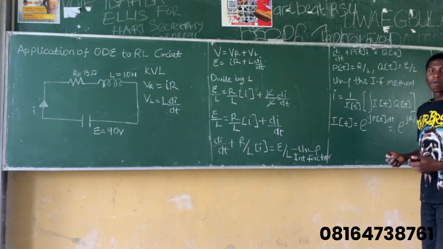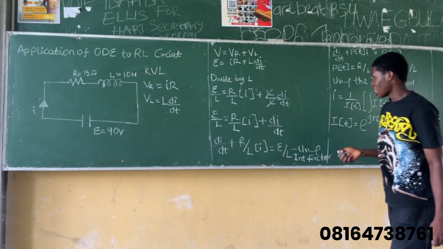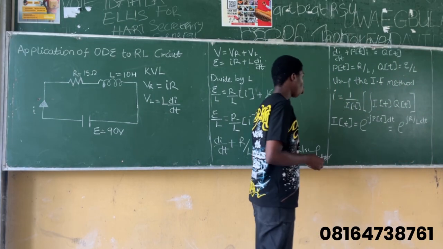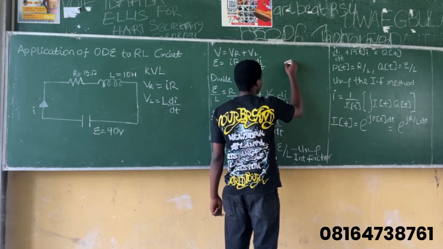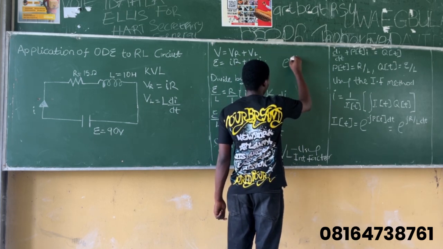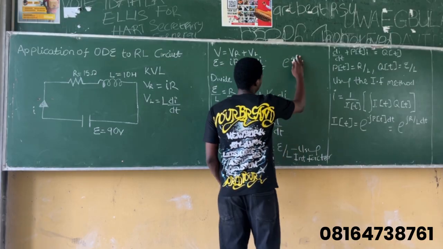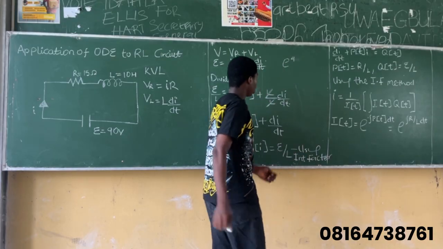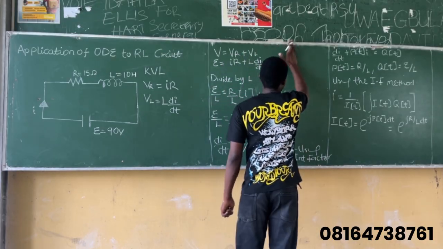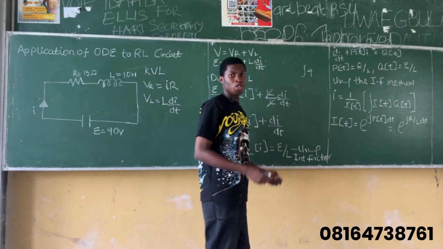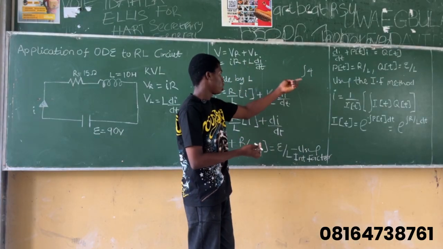So now this might look confusing for a start. How are we going to be integrating R over L with respect to an exponent? It's looking challenging, it's looking complex. But now, if you have something like the integral of 4 with respect to t, you just basically add t to it.